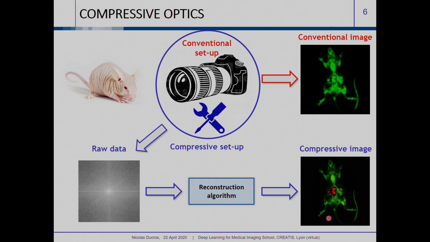In this example, you can see that we have spectral information here because we have two colors, and the red dots indicate the presence of a tumor, whereas in the conventional image we don't have the red dots because we image with just one color.